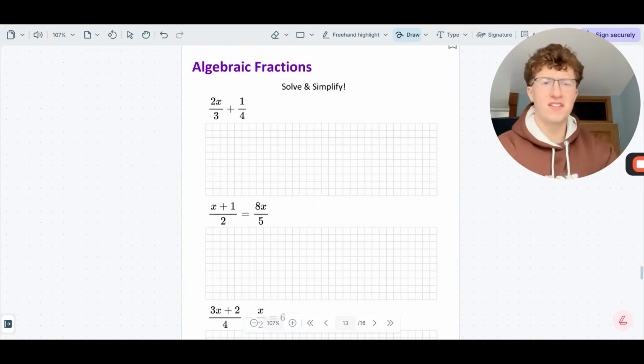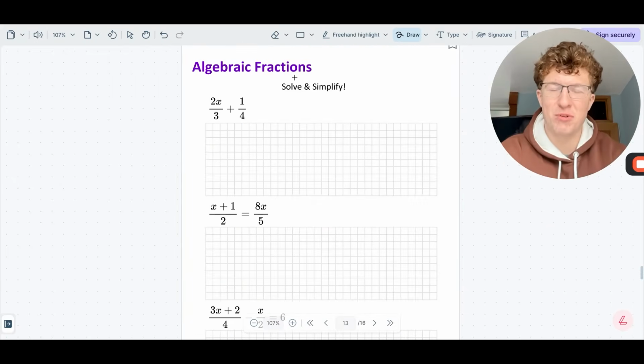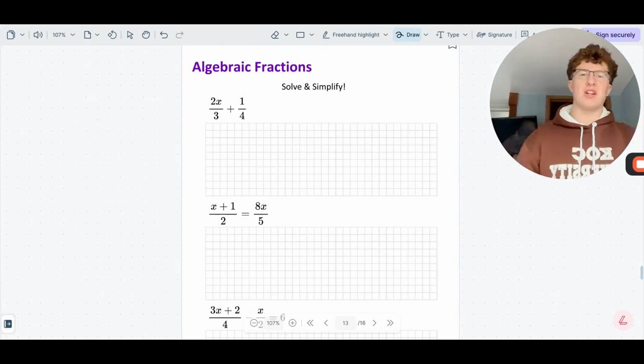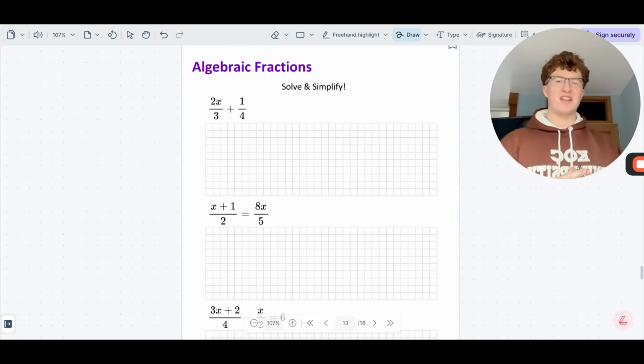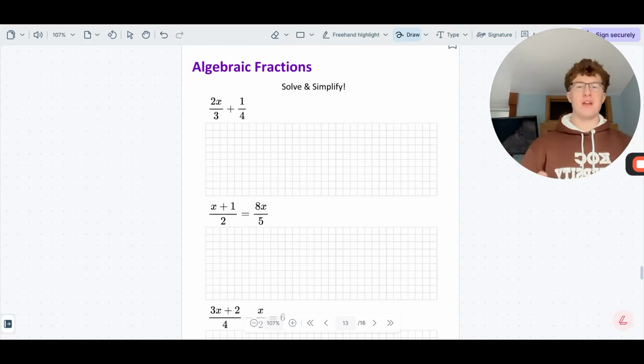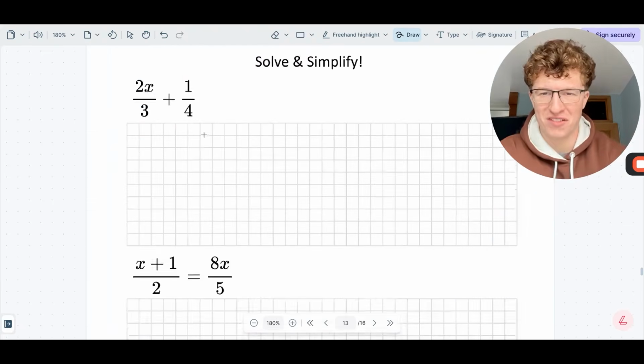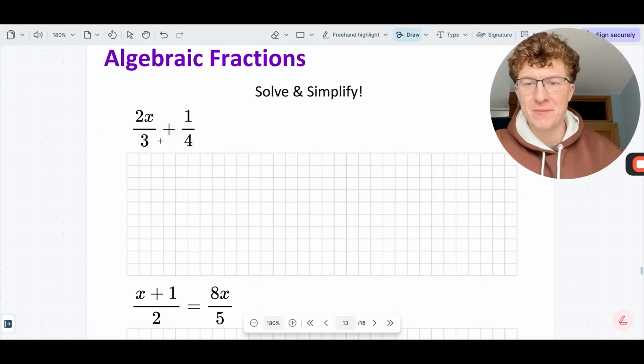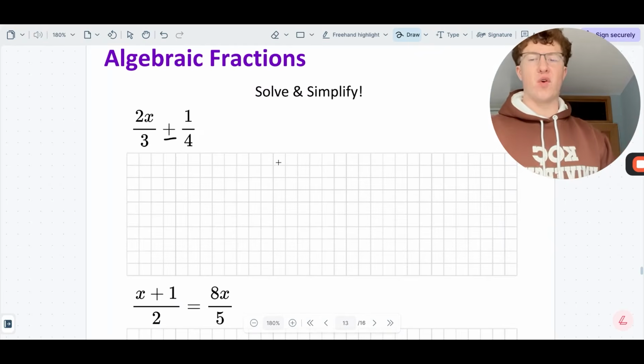All right, for this set of questions, we're going to be dealing with algebraic fractions. We're either going to be solving or simplifying these. How do we know what to do for either one? Well, let's take this first one, for example. We have the 2x plus 3 plus 1 over 4.